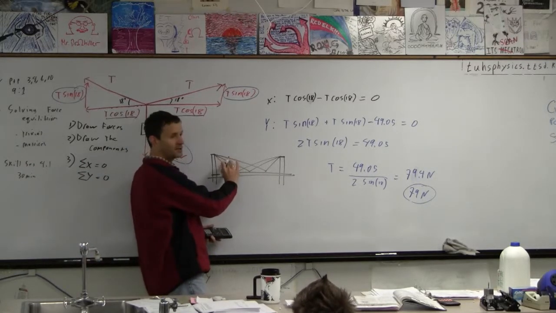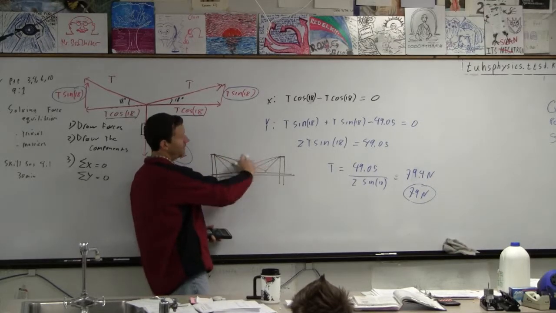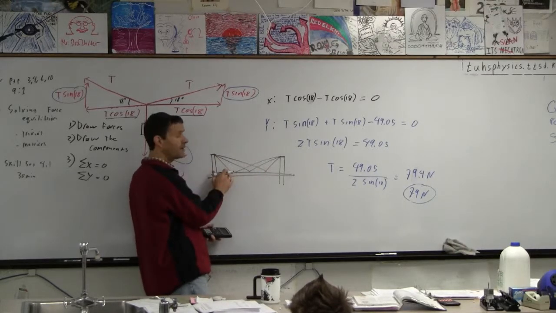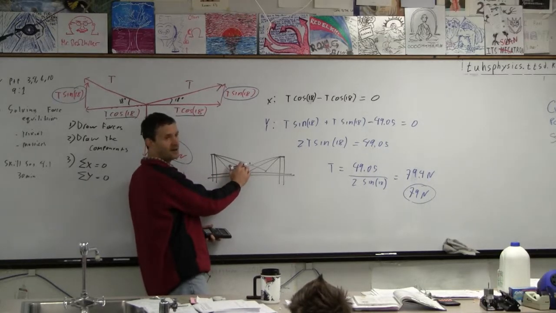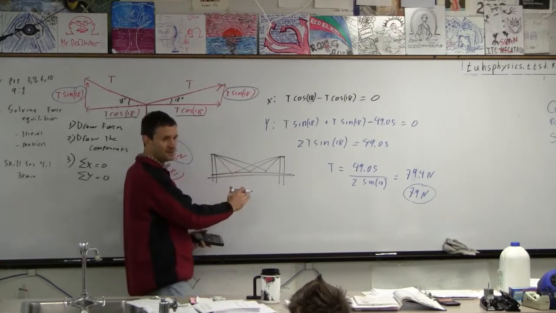The only part of the tension in those wires that's holding up the bridge is that vertical part, and the lower that angle is, like this, right? A lot of this one is holding up the bridge, but not so much of these. Isn't that interesting? The physics of it is interesting.